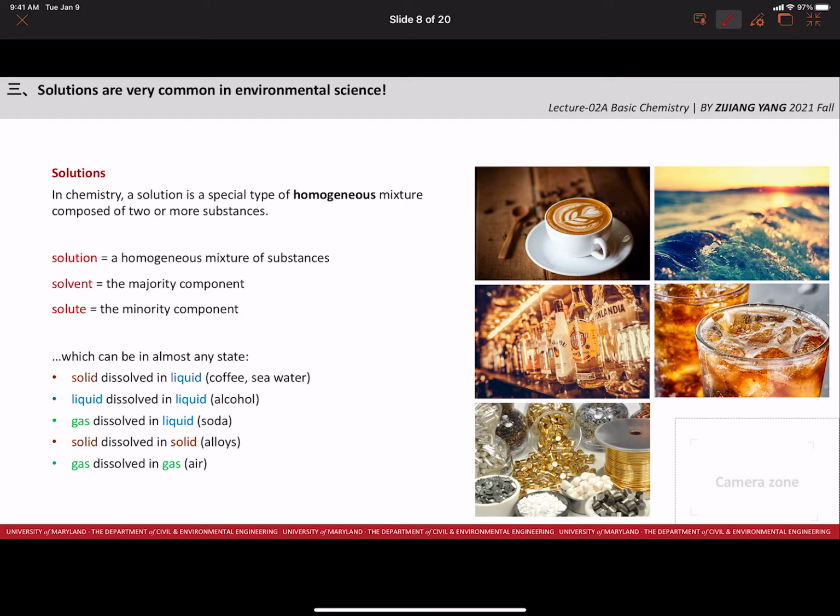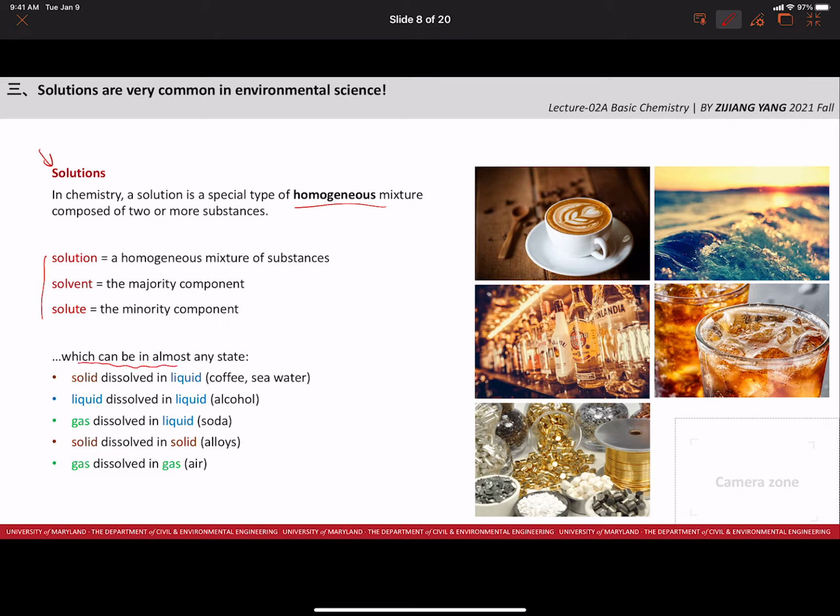And then let's talk more about solutions. So in chemistry, a solution is a special type of homogeneous mixture, and the keyword is homogeneous. It must be homogeneous, composed of two or more substances. And here are some terminologies like solution, solvent, and solute. Solvent is a major component, so it is usually water or an organic solvent. And we also have the solute.